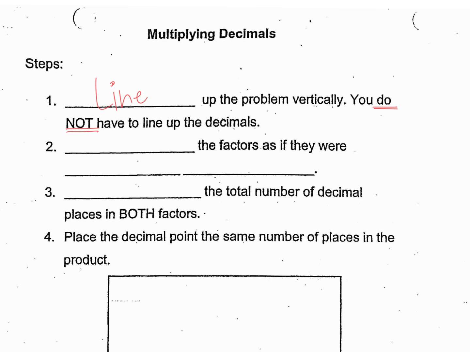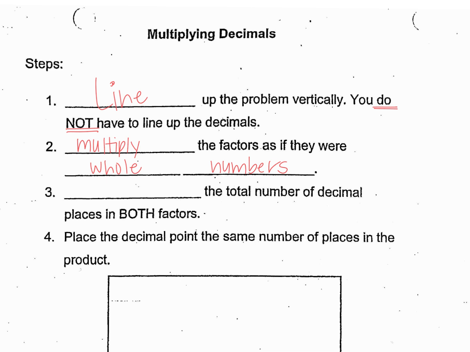So you're lining up the problem vertically. Then you're going to multiply the factors as if they were whole numbers because you're ignoring that decimal. So you're just going to multiply your numbers like you normally would, ignoring the decimal completely.